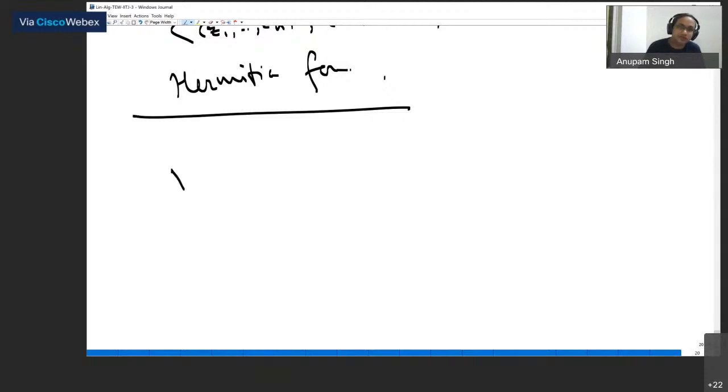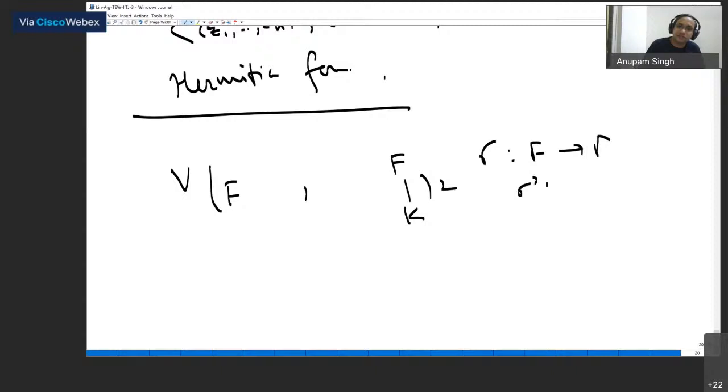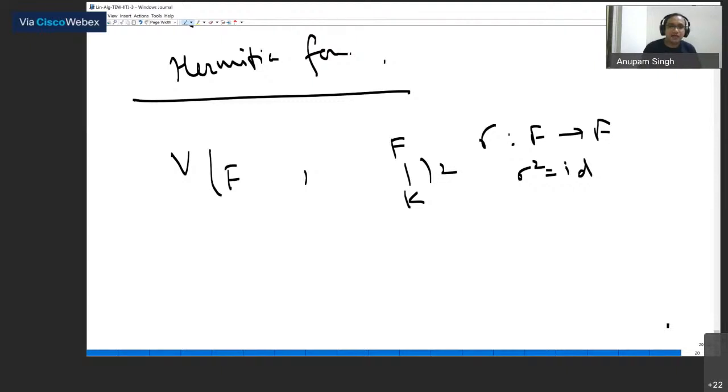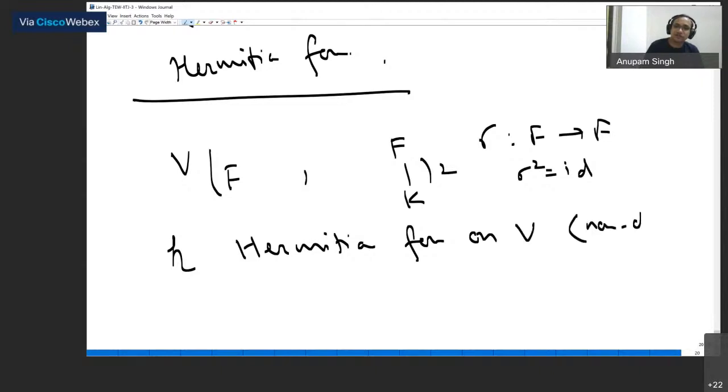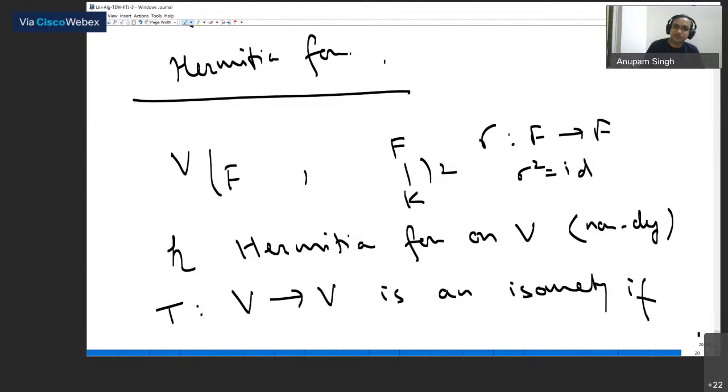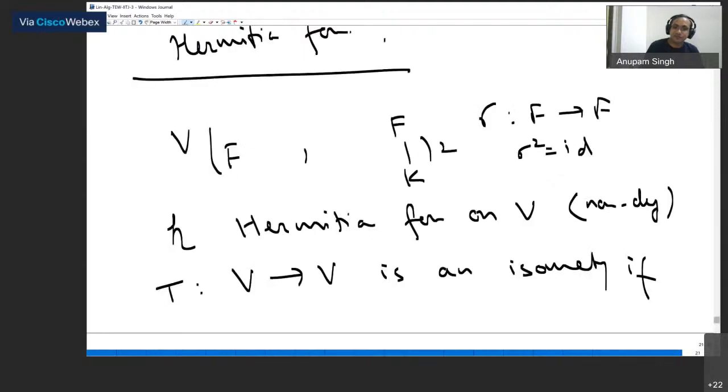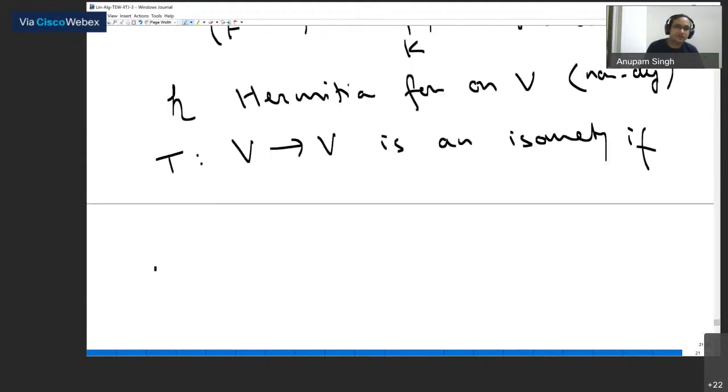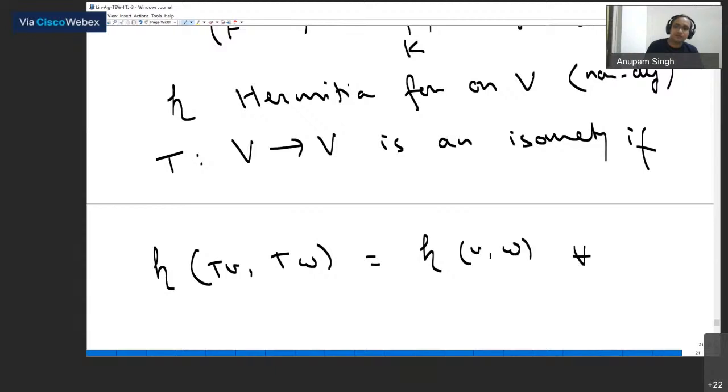I will take the general version. So I have a vector space V over F, and F over K is of degree 2, and sigma is an automorphism of F of degree 2, so sigma squared is identity. Suppose I have a Hermitian form H on V, which is non-degenerate. Then we define a map T from V to V to be an isometry, like the earlier definition, if it preserves this H, if H of TV, TW is H of V comma W for all V comma W in V.